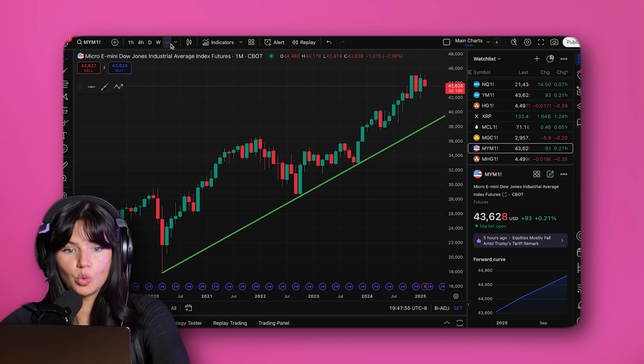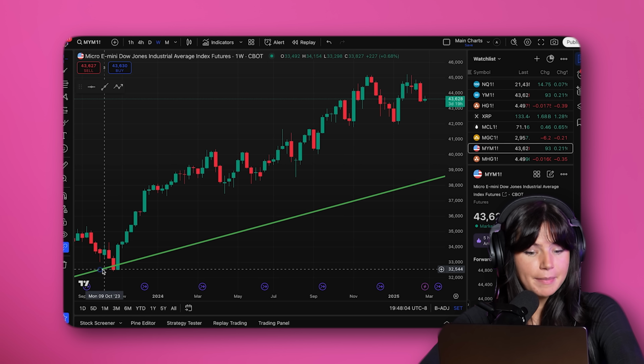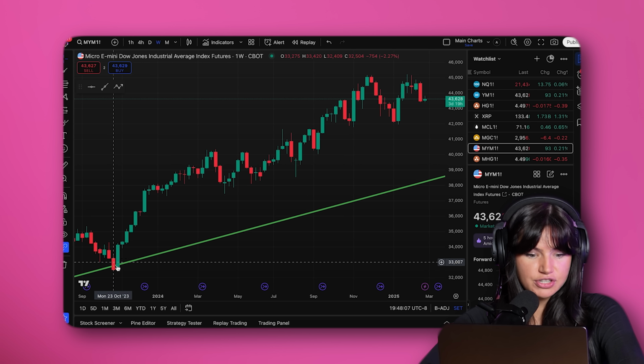So that means we need to work our way down to the lower time frames. So we're at the monthly. Let's go down to the weekly. And essentially what I'm trying to do is modify my lines to make sure they're a little bit more accurate. As you can see, it's a little bit off now, so I need to adjust it to this new low.